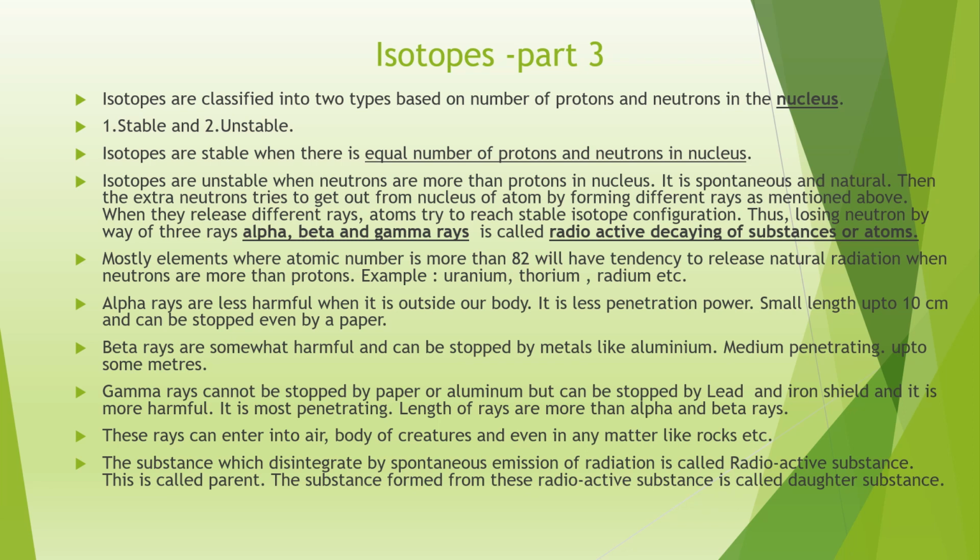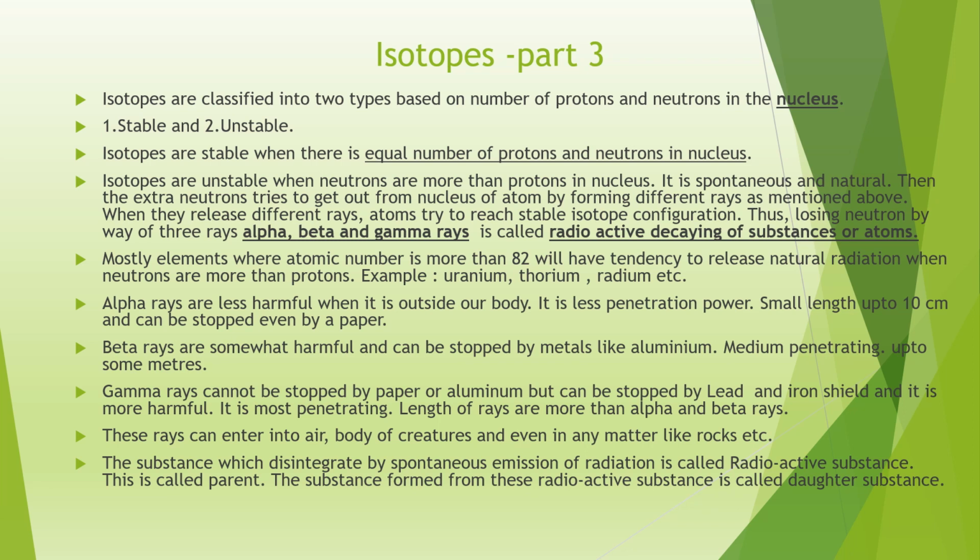Isotopes, part 3. Isotopes are classified into two types based on the number of protons and neutrons in the nucleus: one is stable, another is unstable. Isotopes are stable when there is an equal number of protons and neutrons in the nucleus. Isotopes are unstable when neutrons are more than protons in the nucleus. It is spontaneous and natural.